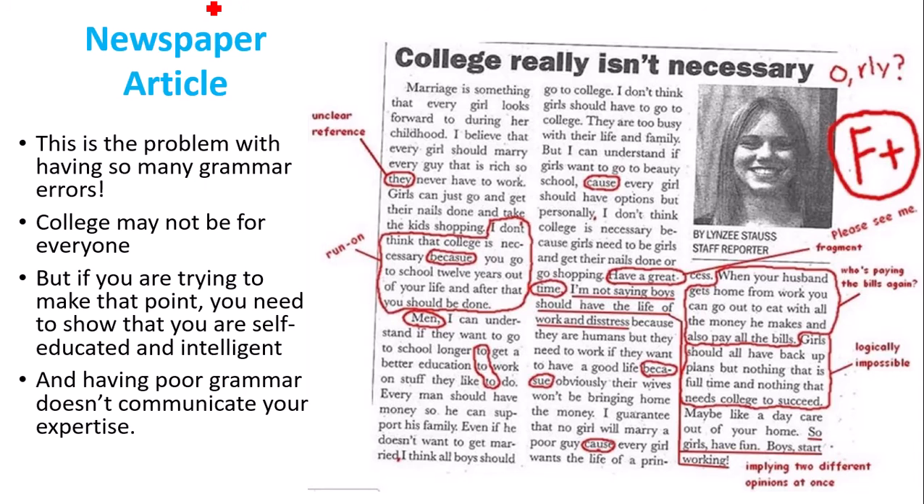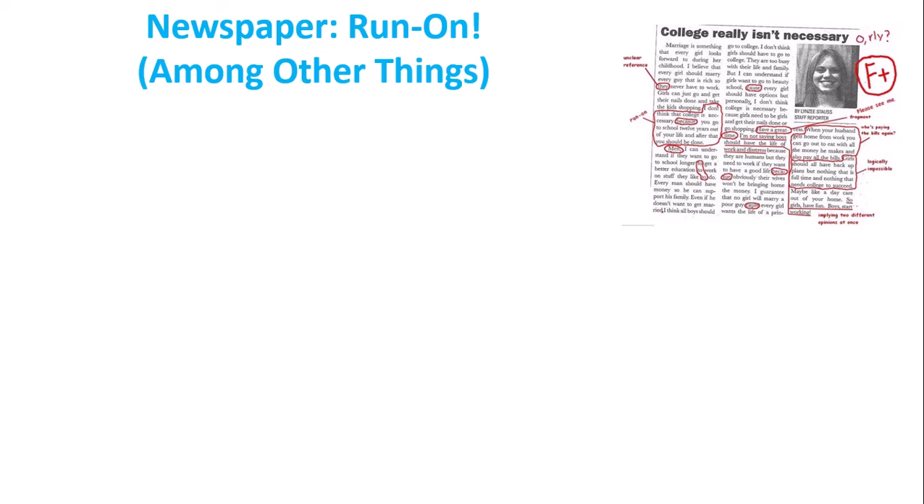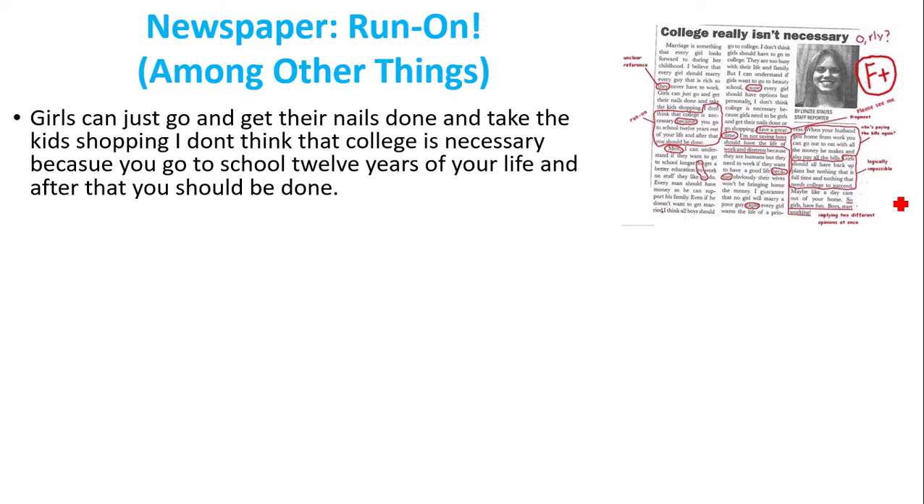I just wanted to read a little bit of this to show you guys what this was about. All right, so there is a run-on among many other things. This article had spelling errors, it had run-ons, it had a couple comma splices, it had unclear pronoun references, which we will talk about later. There's a couple illogical thoughts, things that don't quite make sense. But let's just look at the run-on. Girls can just go shopping and get their nails done and take the kids shopping.